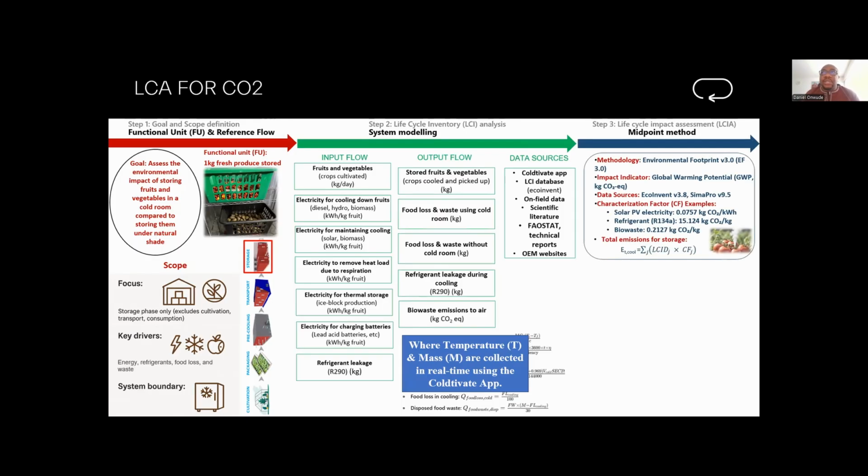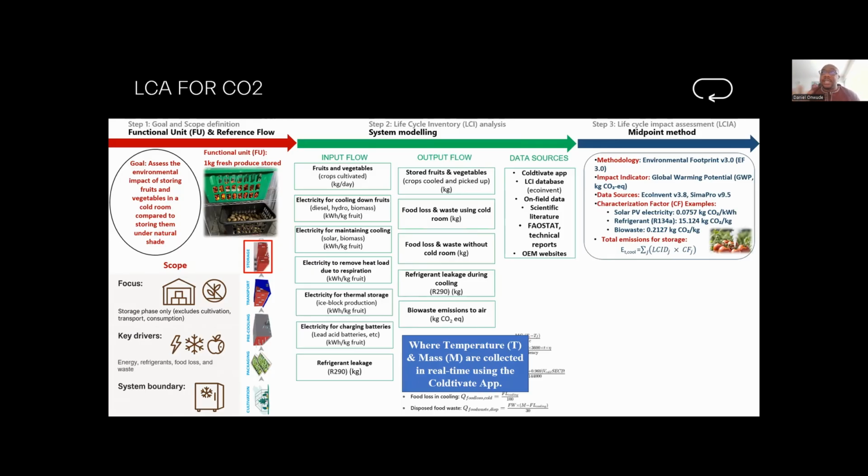Great. Then we go to the third step, which is the impact assessment. We translate all the inventory flows into climate impact using the global warming potential, GWP, which is expressed in kilogram of CO2 equivalent, right? So we use the Environmental Footprint 3.0 method from the European Commission's Joint Research Center with data and characterization factors drawn from EcoInvent 3.8 through SimaPro version 9.5.